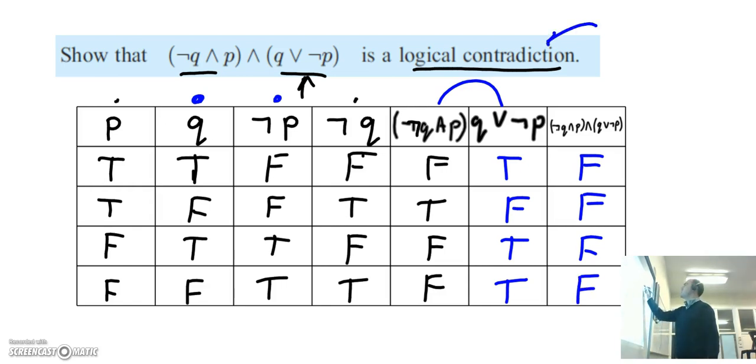So we've shown that it's a logical contradiction by ending up with a whole column with false, which means it's a contradiction. Conversely, if we showed an example that that column was all true, it would be a tautology.